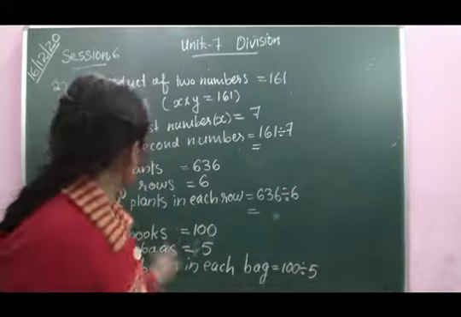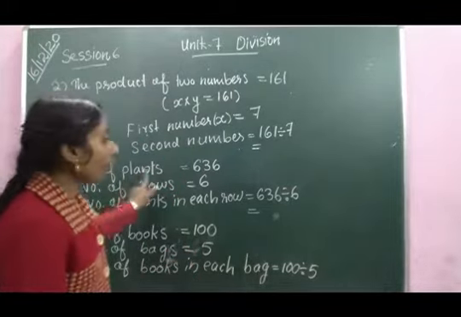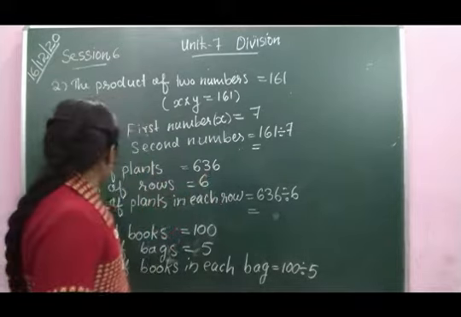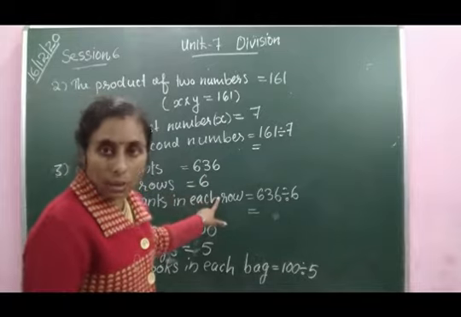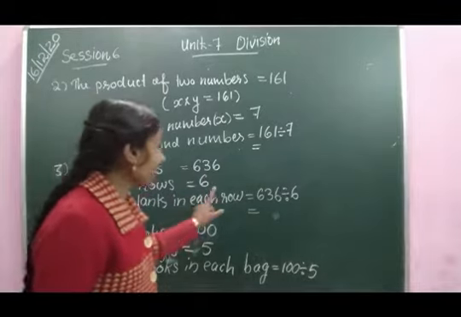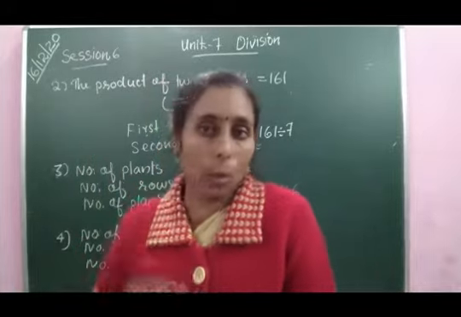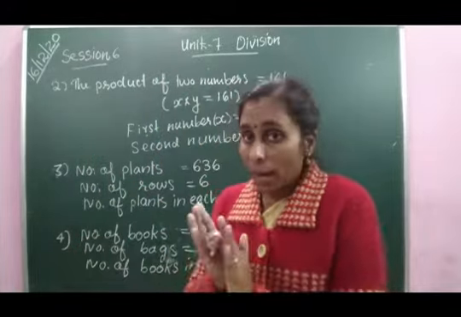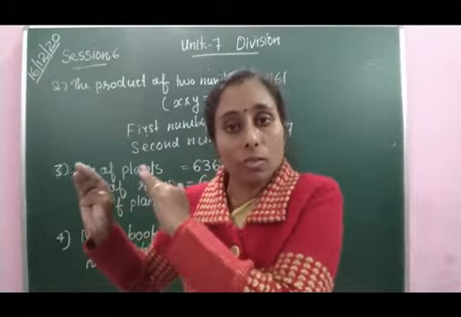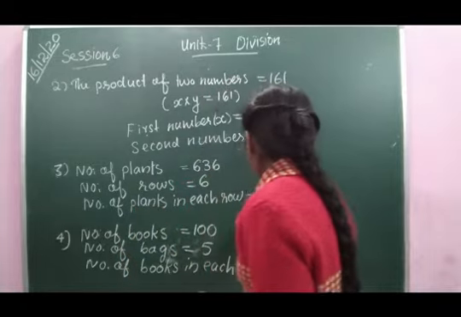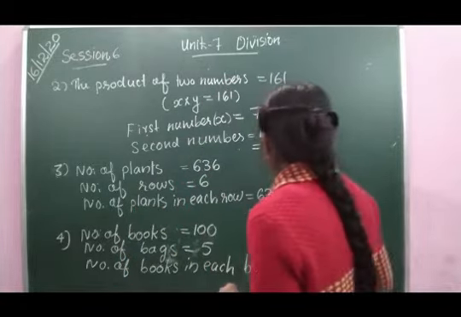Now let me read this third question. Number of plants: 636. Number of rows: 6. Number of plants in each row. That means how many plants are there in one row? 6 rows are there. Total 636 plants, and those plants are there in 6 rows. So the number of plants in one row means 636 divided by 6.